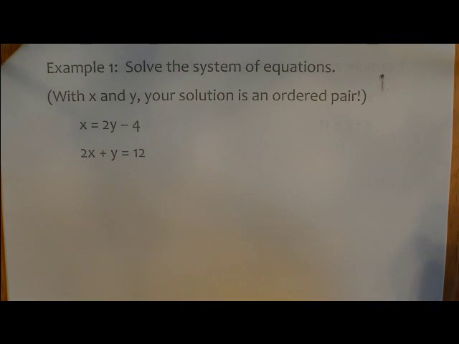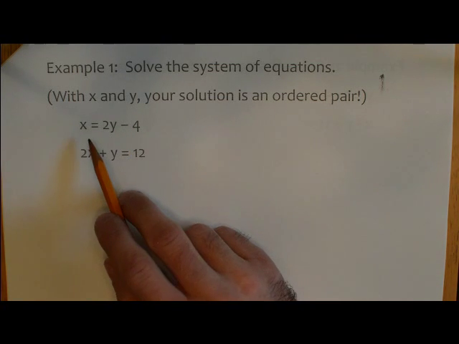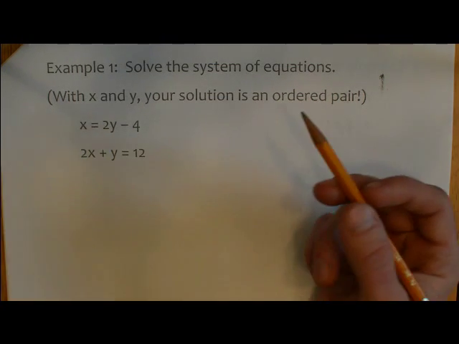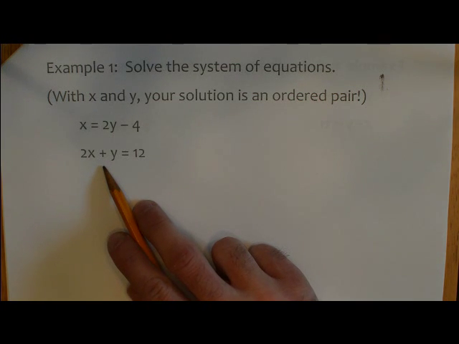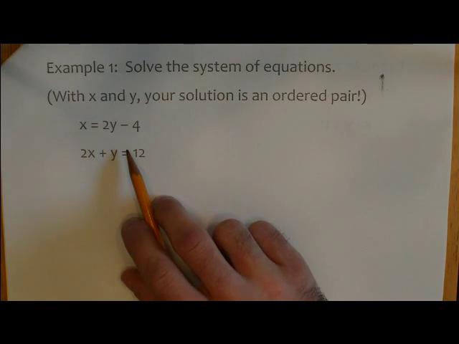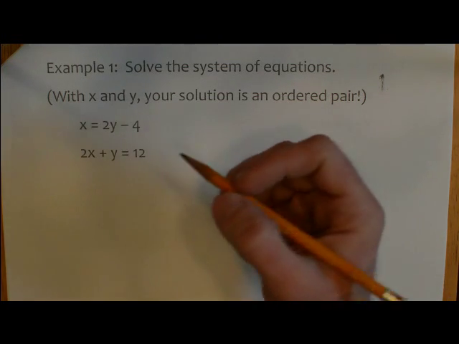It's kind of like if you have a $20 bill, you could replace that with a 10 and 2 5s, or 4 5s, or a 10 and a 5 and 5 1s, or whatever you want to. So because I know that x and 2y minus 4 have the same value, that means in this second equation, anywhere I see an x, I can replace it with 2y minus 4. So that's exactly what I'm going to do.